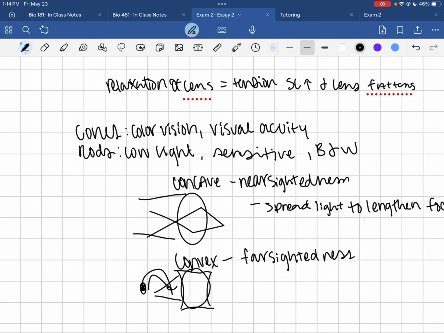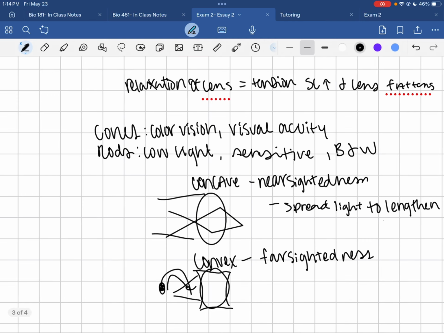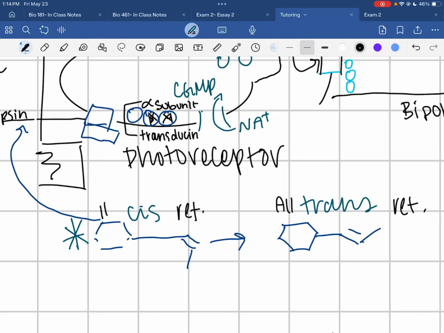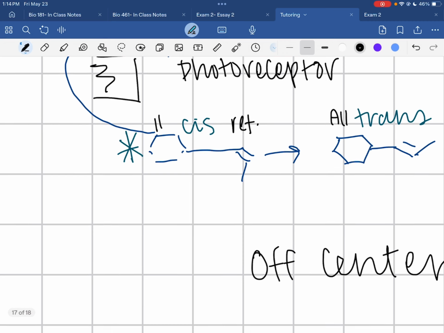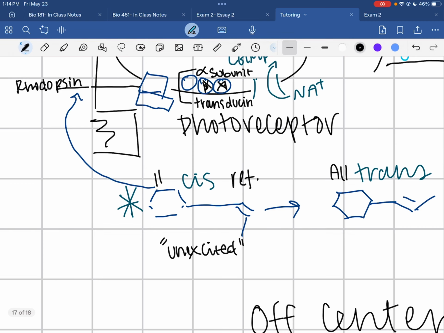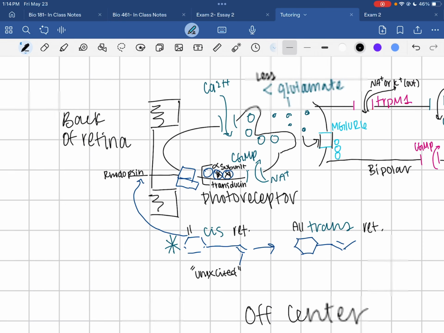Yeah, so phototransduction. So here is when we're in our unexcited state. And we have rhodopsin, which is basically this visual pigment that's composed of opsin, which is a protein. And it also has retinal in it, which is derived from vitamin A. So in its unexcited state, it fits in the binding site of opsin.